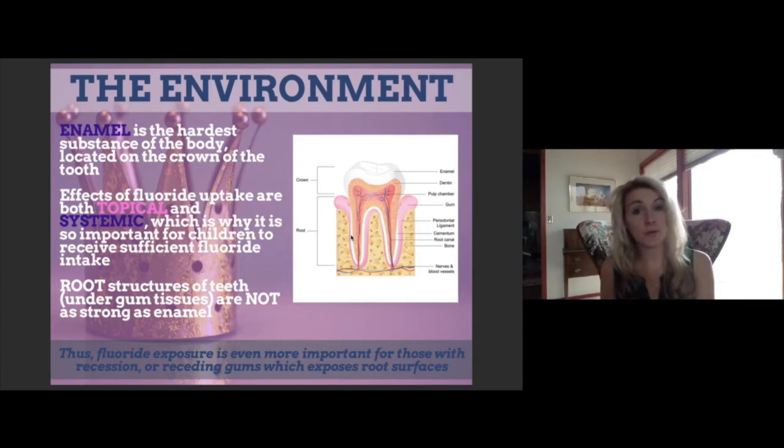So, since those root structures are not as strong as enamel, it's even more important that in instances of gum recession, one makes sure to have adequate fluoride use topically and systemically. So, like I say below, fluoride exposure is even more important for those with recession or receding gums, which typically happens to older adults.